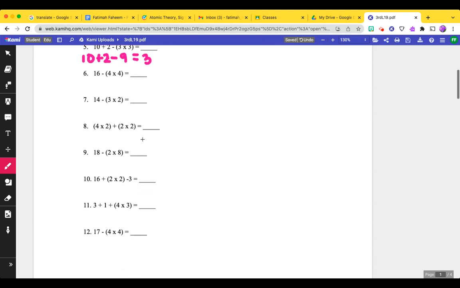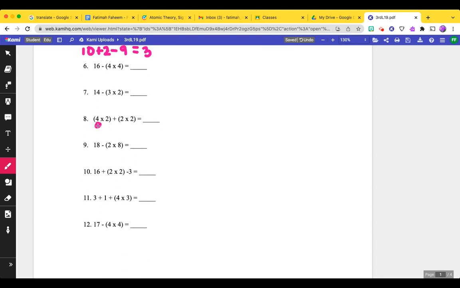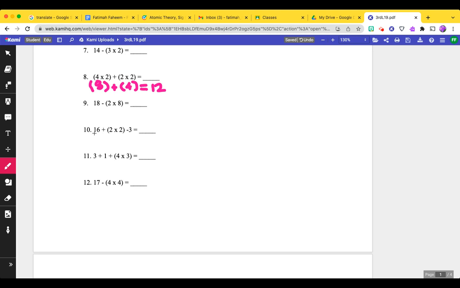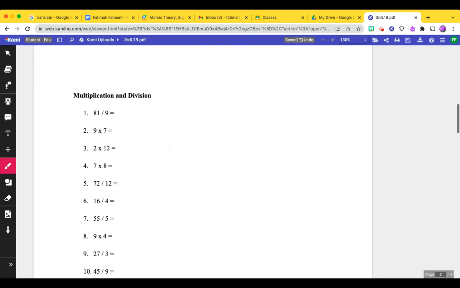Let's try number 8. 4 times 2 equals 8. But you guys have to remember, they keep their parentheses there. 2 times 2 equals 4. So the answer equals 12. Let's try number 10, and this is our last question. 16 plus 2 times 2 equals 4, minus 3. So 16 plus 4 equals 20, minus 3 equals 17. So the answer is 17.